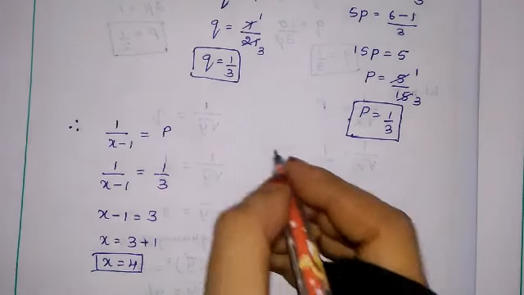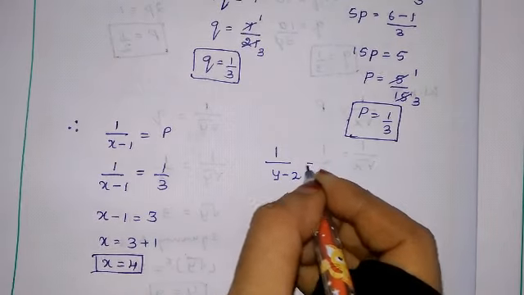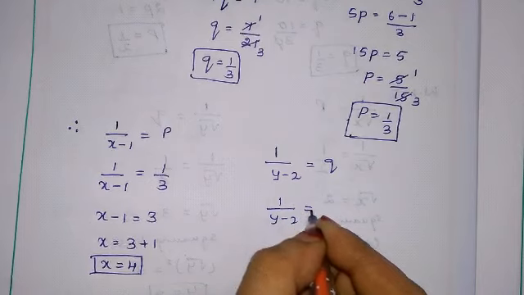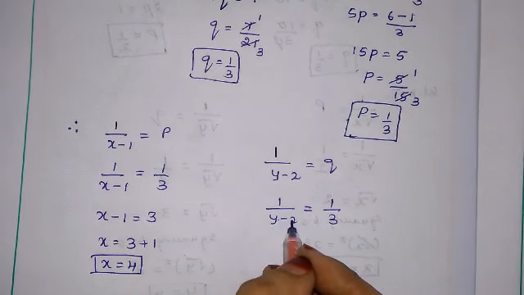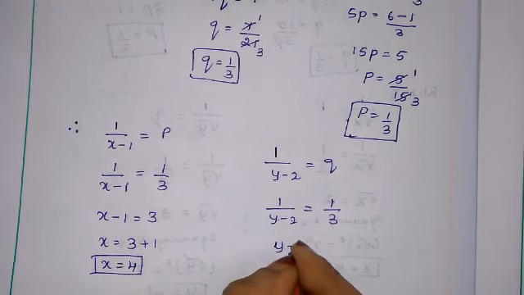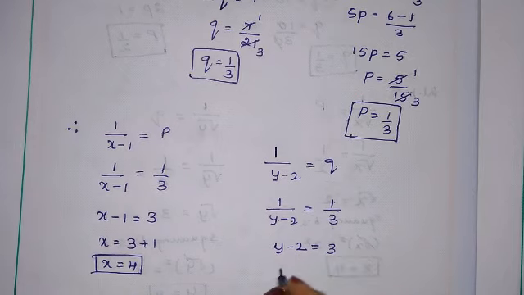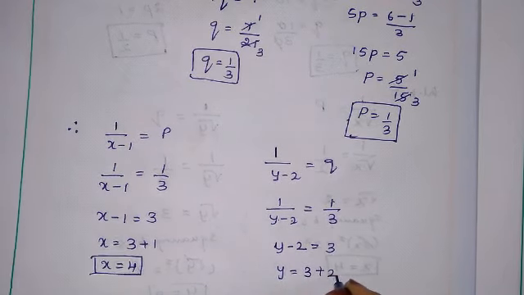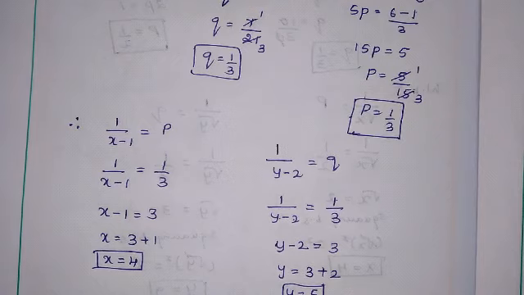Similarly, what we have to do? 1 by y minus 2 is equal to q. We have taken 1 by y minus 2 as it is. The q value is 1 by 3. Cross multiply. y minus 2 into 1 is y minus 2. 3 1s are 3. y is equal to 3 minus 2, if we bring it here, plus 2. The y value we got, 3 plus 2, is 5. So we have to find always the x and y values.